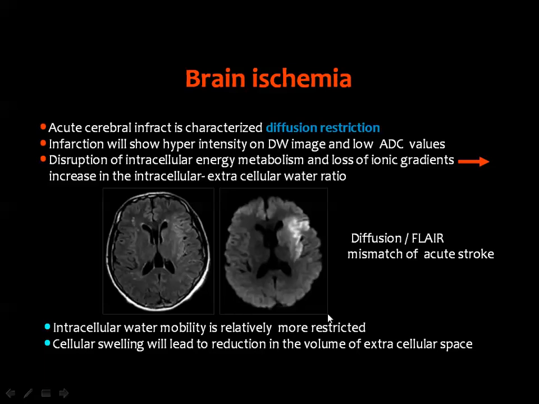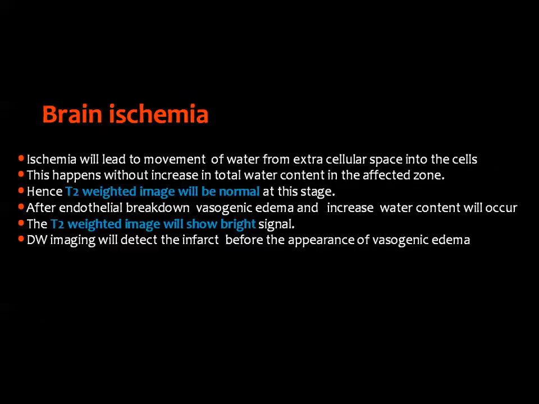But in diffusion weighted images, you will see the area of restricted diffusion, denoting that this is a hyperacute or an acute insult. Then, ischemia will lead to movement of water from extracellular space into the cells. This happens without increasing the total water content of the area. At that time, the T2 weighted image will appear normal.